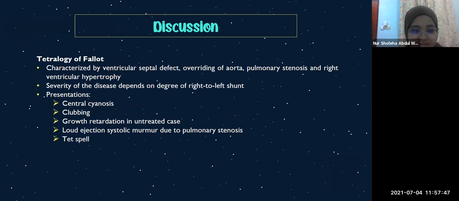So the case is about tetralogy of Fallot. What is tetralogy of Fallot? Tetralogy of Fallot is characterized by ventricular septal defect, overriding of the aorta, pulmonary stenosis, and right ventricular hypertrophy. Its severity depends on the degree of right to left shunt. Usually the patient will present with central cyanosis, clubbing, growth retardation in untreated cases, a loud ejection systolic murmur due to pulmonary stenosis, and also tet spells.